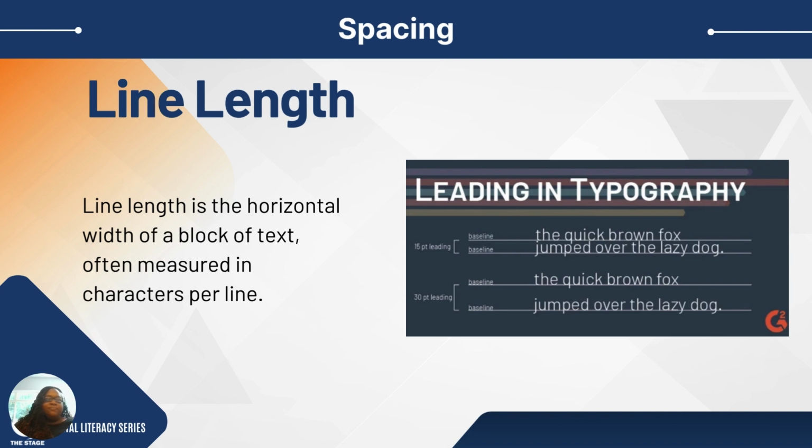And then, when we're talking about line length, line length is the measure of the horizontal width of a block of text, often measured in characters per line. The importance of this is that it impacts readability and comfort, prevents the reader from having fatigue, and maintains the balance of the text block.